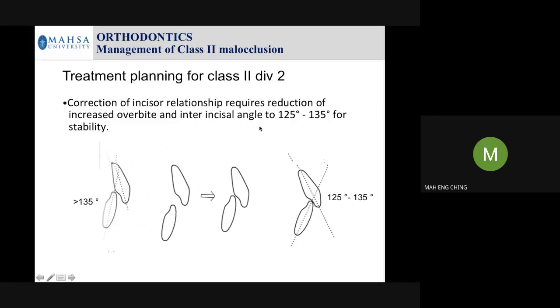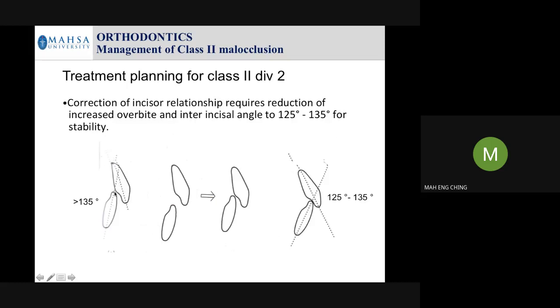This inter-incisor angulation average is about 125 to 135. So we usually aim for this perfect angulation when treating class 2 division 2. This is what we call the increase in the incisor angle. You can see the angle between the upper incisor and lower incisor is more than 135.